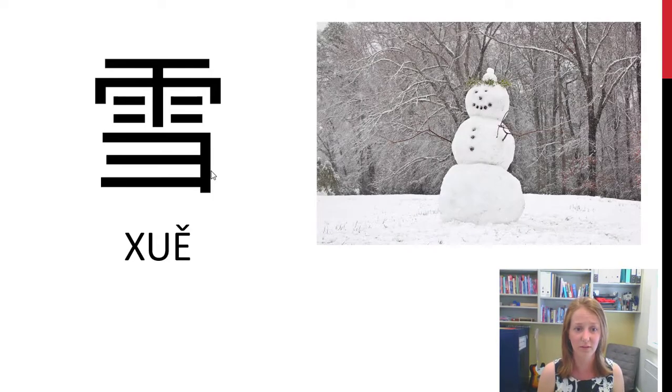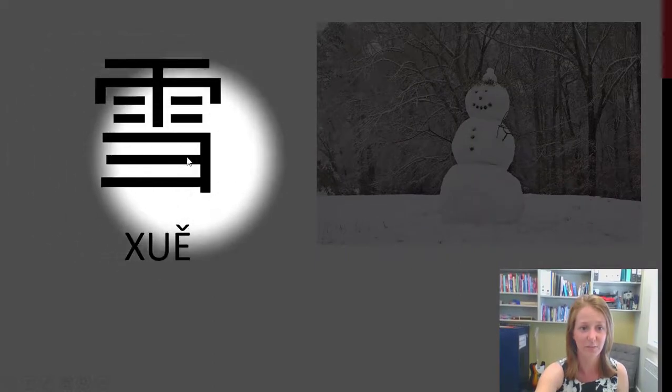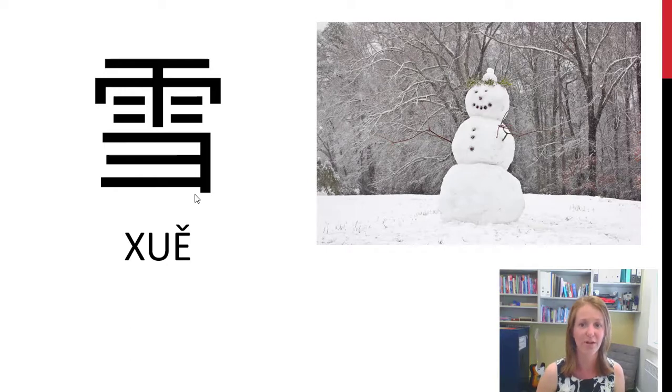这是什么? You can see it has something to do with rain. 这是雪, snow. So you can imagine with the character you've got the rain falling down on the hard packed snow. 雪. It's quite a tricky one to pronounce.